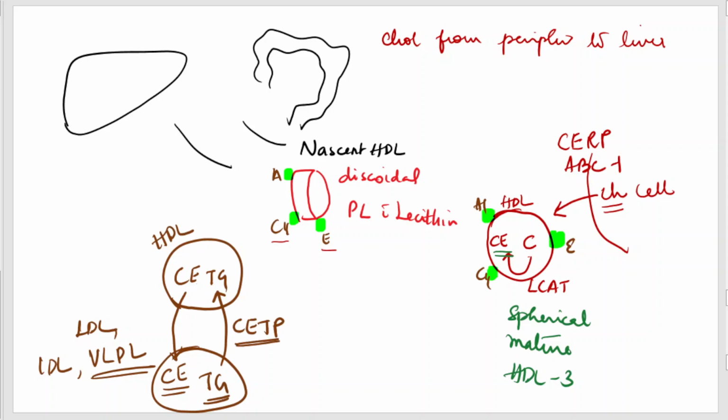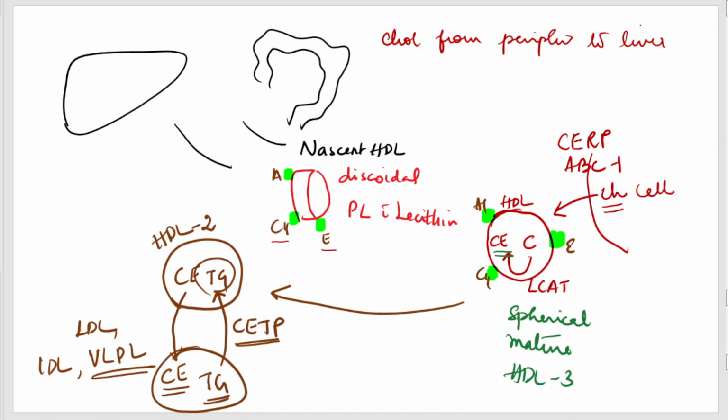Now this HDL molecule, which gets more triglyceride content from the VLDL, IDL and LDL molecules, will be called the HDL2 molecule. So the HDL3 can become HDL2 with the help of cholesterol ester transfer protein.